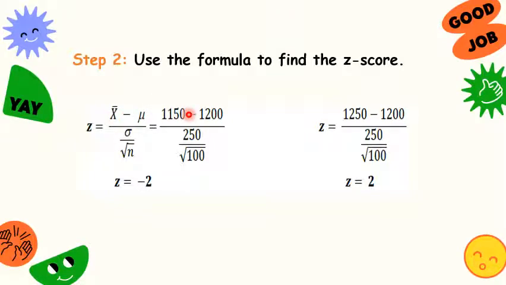So, the sample mean is 1,150 minus the population mean, 1,200, divided by yung ating population standard deviation, 250, over the square root of the sample size na 100. So, z is equal to negative 2. Another one, kung ang ating sample mean ay 1,250, ang ating makukuhang z-score ay positive 2. So, meron tayong dalawang values, negative 2 and positive 2.